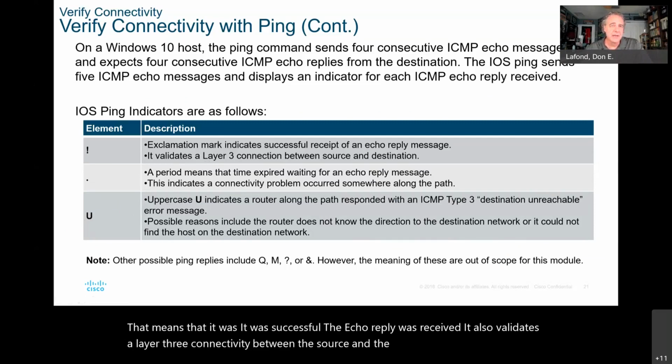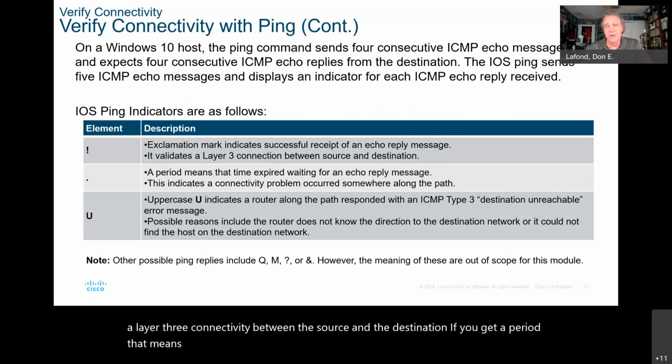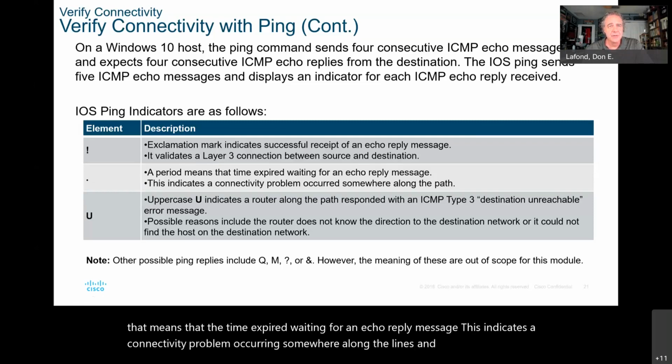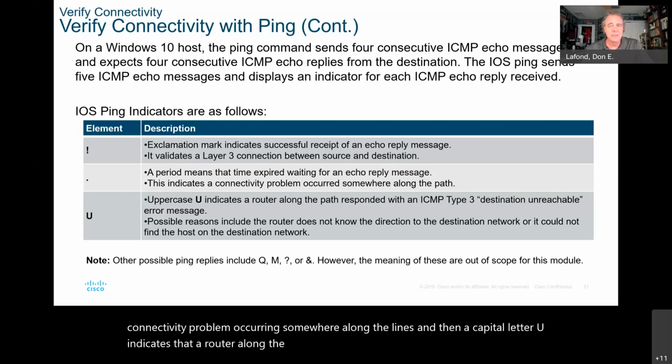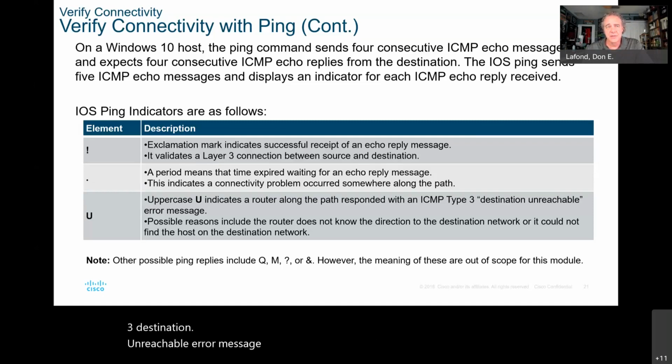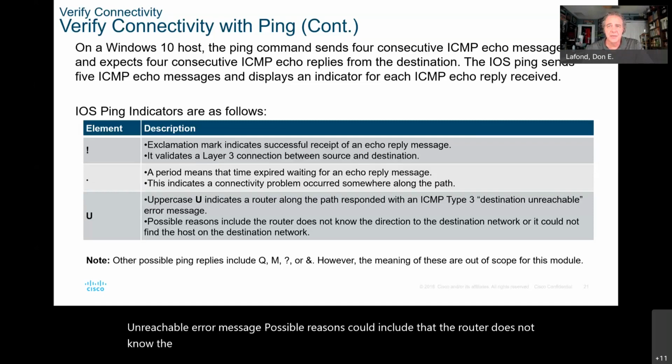It also validates layer 3 connectivity between the source and the destination. If you get a period, that means that the time expired waiting for an echo reply message. This indicates a connectivity problem occurring somewhere along the path. And then a capital letter U indicates that a router along the path responded with an ICMP type 3 destination unreachable error message. Possible reasons could include that the router does not know the direction to the destination network, or it could not find the host on the destination network.